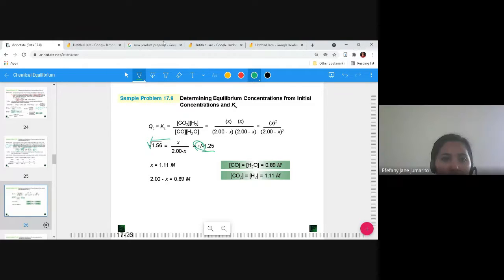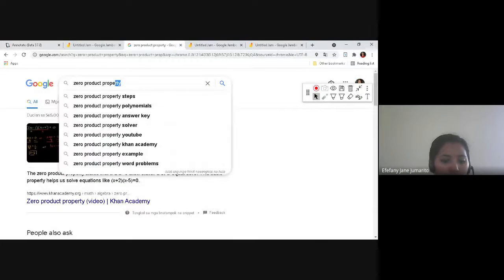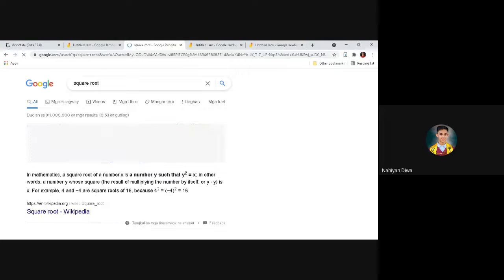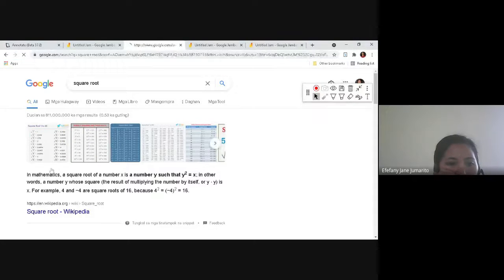Review sa math. You have a square root. Lagi na siya square root.